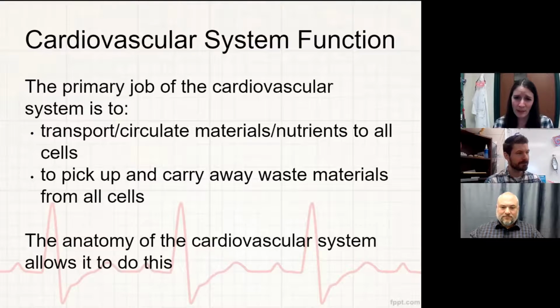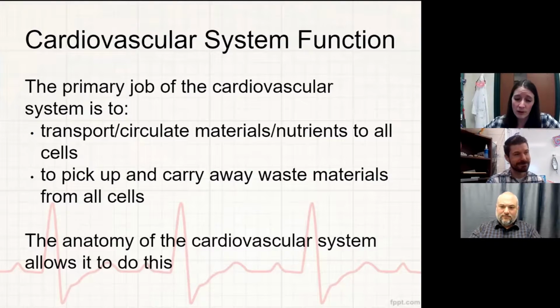So again, the primary job we're taking a look at is how the cardiovascular system transports and circulates these materials, nutrients, all these things that cells need throughout your body, as well as how it takes any waste that these cells are producing and finds a way to get rid of it. So you've got a delivery service and a waste removal service all in one system here.